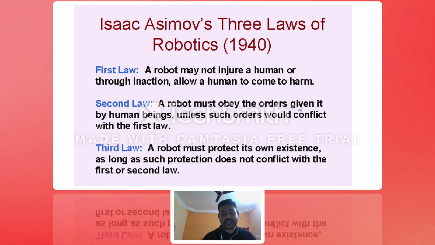The second law: a robot must obey the orders given by human beings. This is very important. A robot should be controllable by human beings. It should not go out of human control. If it goes out of human control, it will turn against the human.